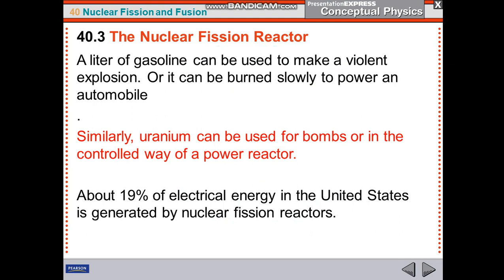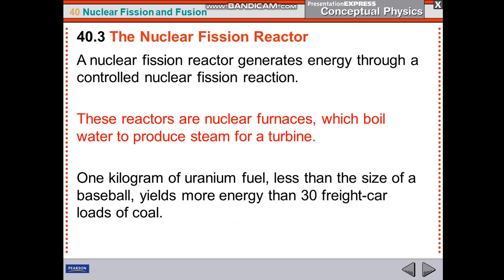About 19% of electrical energy in the United States is generated by nuclear fission reactors. A nuclear fission reactor generates energy through a controlled nuclear fission reaction. If it is not in a controlled manner, that will be like an atomic bomb. So in a controlled way, it can generate electrical energy.